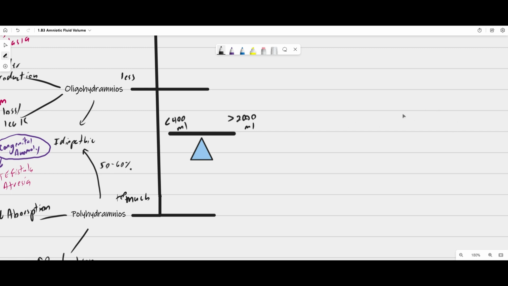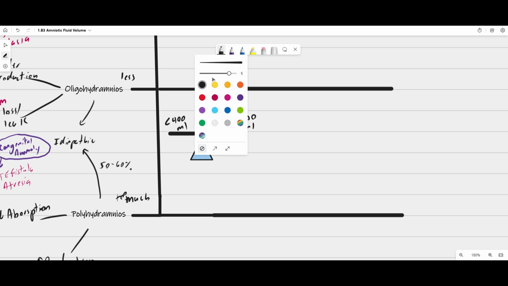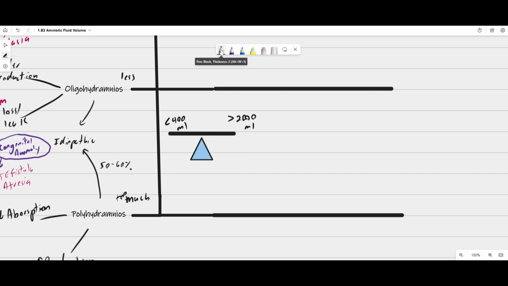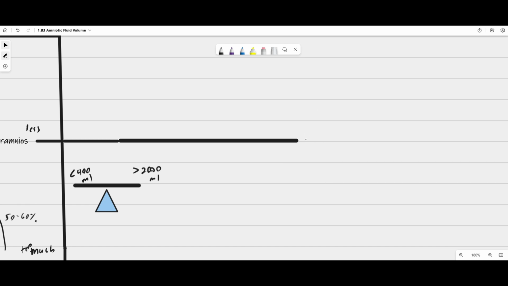So let's look first at our oligo. So I'm going to stretch this out and give myself a little bit more room. I need it down here as well. So we're stretching out. So when we have too little amniotic fluid, so we don't have enough fluid in there for this baby.